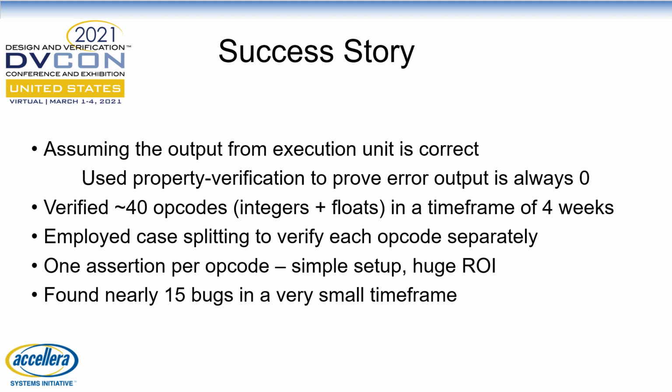With data path property verification, we used multiple techniques like assume guarantee and case splitting to solve the problem, and we found around 20 issues in a very small time frame, even though simulation would have been running for quite some time. Using property verification and just one assert on every opcode, we were able to prove this big data set in a very small amount of time with a huge ROI.